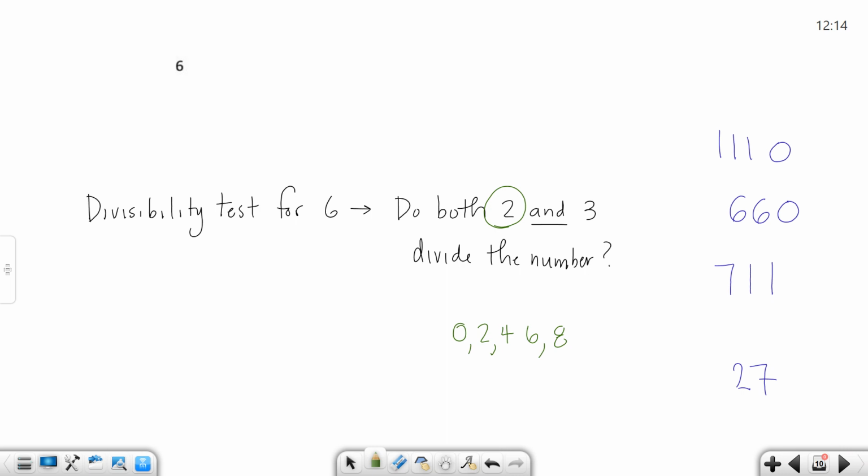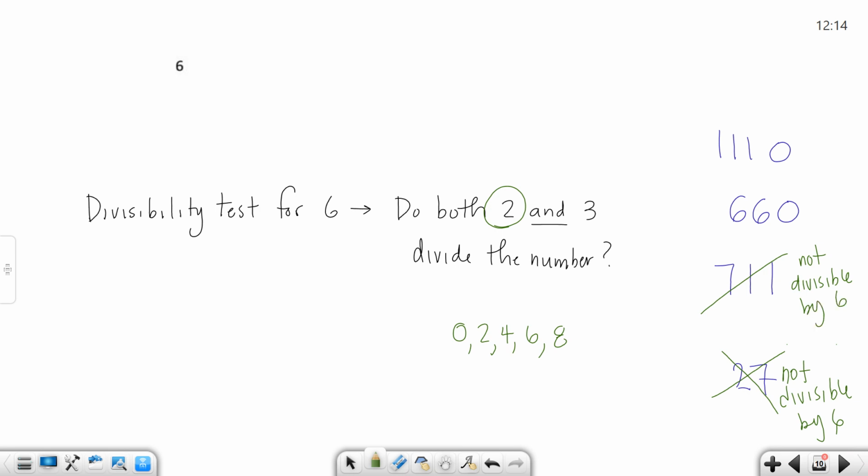In order to be divisible by 2, it has to end in 0, 2, 4, 6, or 8. I know that this one is odd, so it is not divisible by 2. And so looking back at the divisibility test for 6, the first thing that had to be true is divisible by 2. So if you get one that's not divisible by 2, it's also not divisible by 6. Same thing with this one. 711 is divisible by 3, which is great, but it's not divisible by 2. And if it's not divisible by 2, that means it's not divisible by 6.